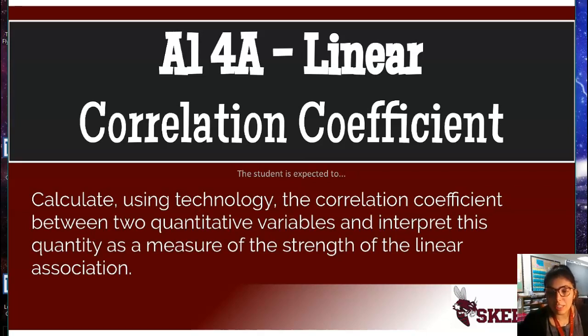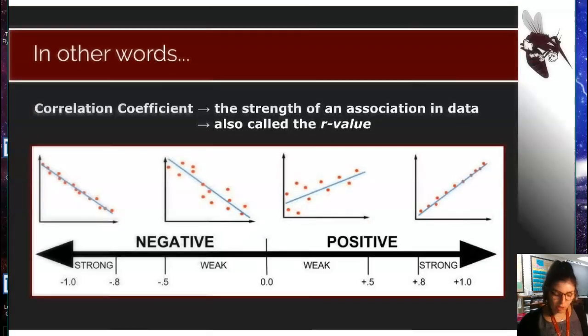TEK 4A begins our linear data series talking about the correlation coefficient. The TEK says that students are expected to calculate, using technology, the correlation coefficient between two quantitative variables and interpret this quantity as a measure of the strength of the linear association. Here's what I mean.